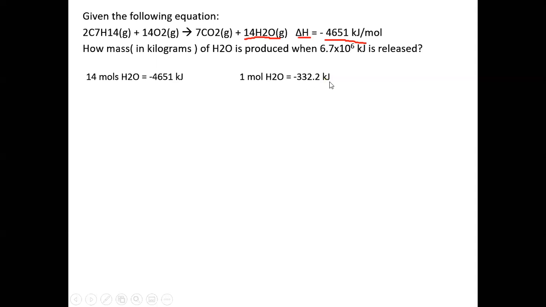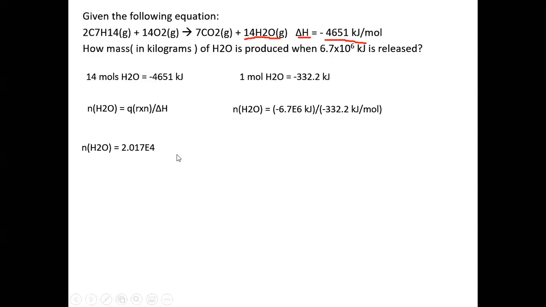Now that we know how much is produced by 1 mole, and we know how much total heat was released, we can calculate the moles of water that was produced. And so the Q of reaction is this 6.7 times 10 to the 6. The delta H per mole of H2O is 332.2. And so we can solve for the moles of water. So notice that the negative signs cancel out. Since it says that it's released, it's understood that it's a negative quantity.